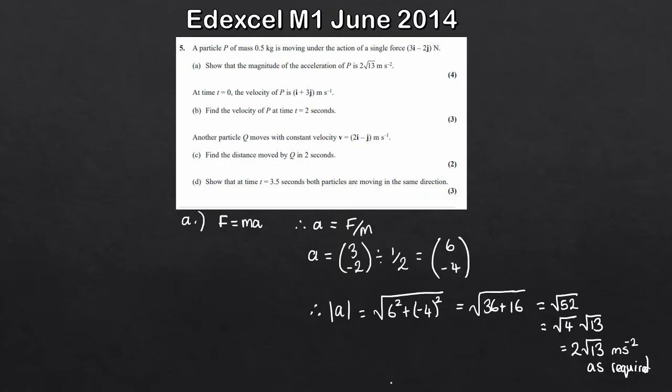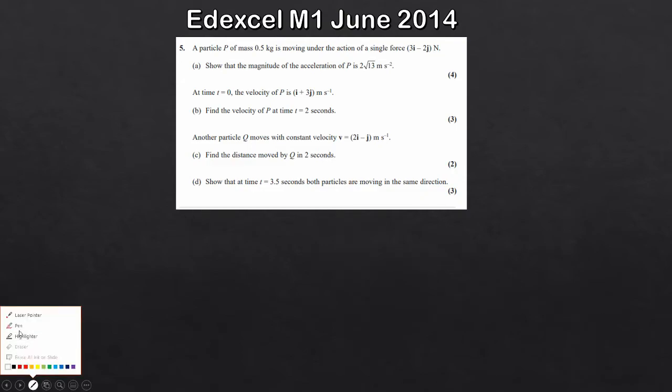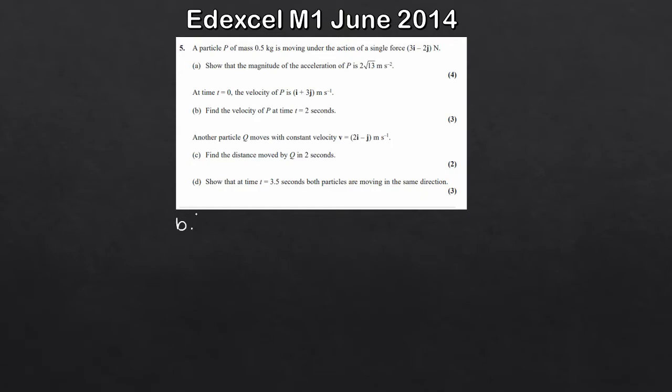Part B then, we want to find the velocity of p at time t equals 2 seconds. So again, let's just clear this. We don't have a lot of room for these questions, but as long as you can follow, that's the most important thing. So for part B then, we know at time t equals 0, the velocity of p is i plus 3j. So the fact that we're given the velocity when t is equal to 0, so our initial velocity, which would be u, if we're using SUVAT equations.